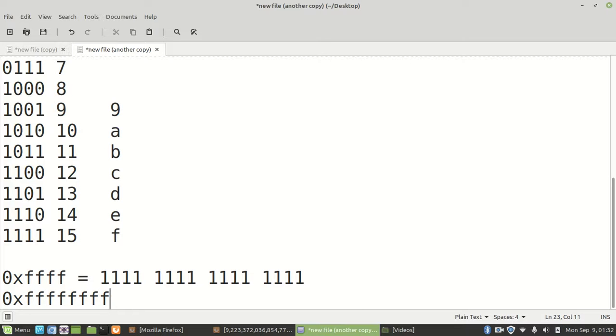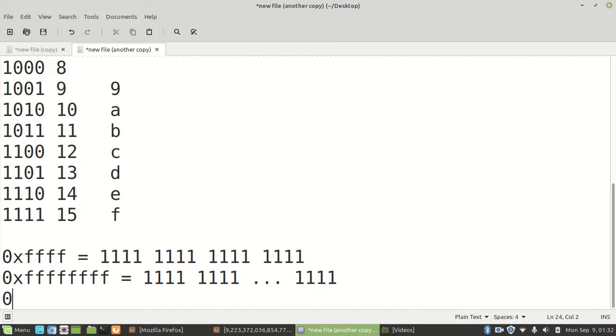It's 2 to the 32nd power, which would just be 1s all the way up. There are up to 8 of these Fs. Let me see, 1, 2. Wait, did I get that right? No, I had it right the first time. So this is 8 nibbles, and that's a 32-bit number.